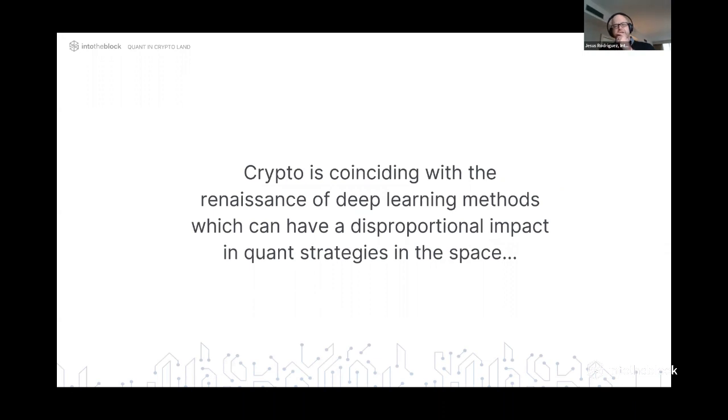The meta point here is that quant in crypto is coinciding with a renaissance in machine learning technologies that we're experiencing today. Machine learning is by far the hottest market in tech these days, and we're seeing an explosion of research and technology in that area, and a lot of that is making inroads into traditional quant finance, and obviously crypto is at the forefront of this.